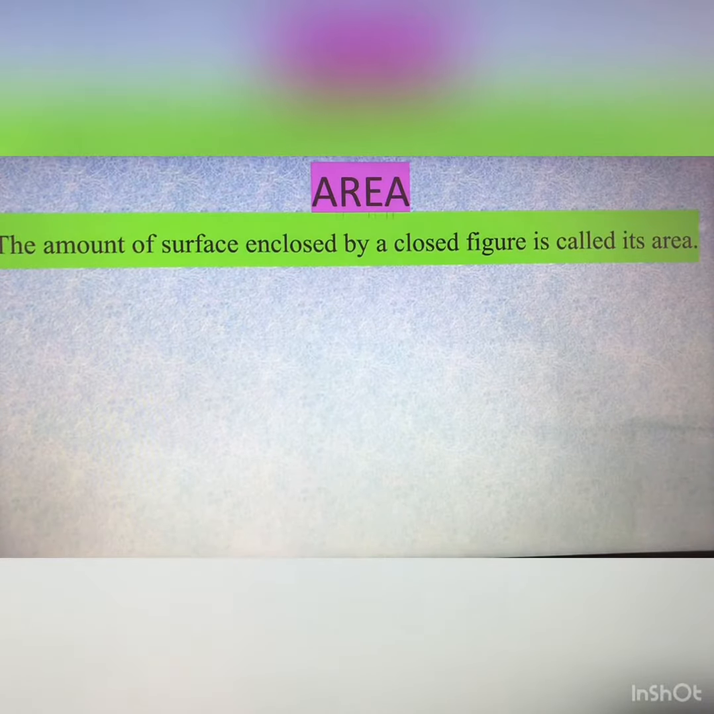Now area. The amount of surface enclosed by a closed figure is called its area. So this is the definition once again. Otherwise, the interior region, that is the area of that geometrical shape. Otherwise, the first definition: the amount of surface enclosed by a closed figure is called its area.